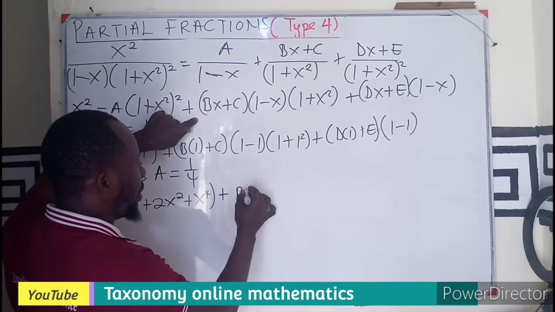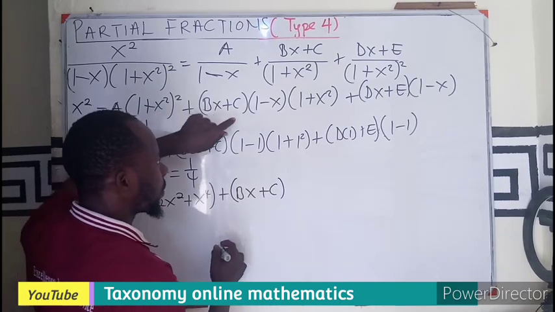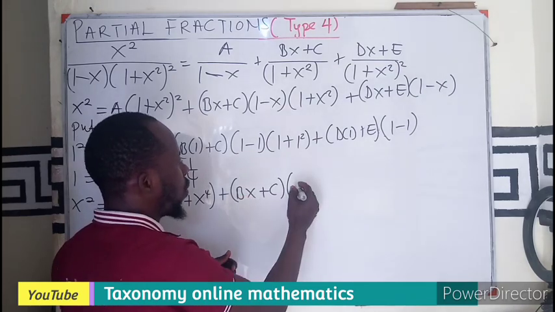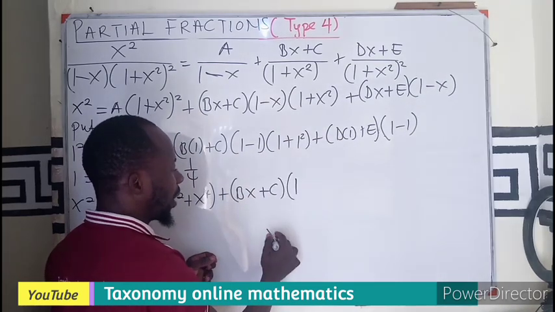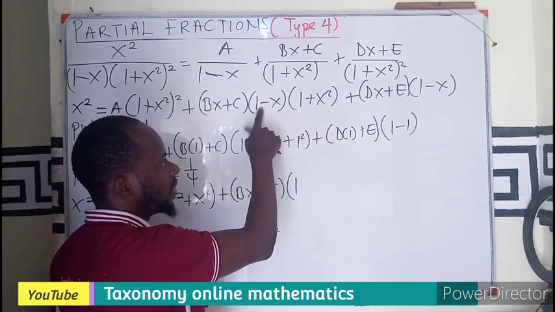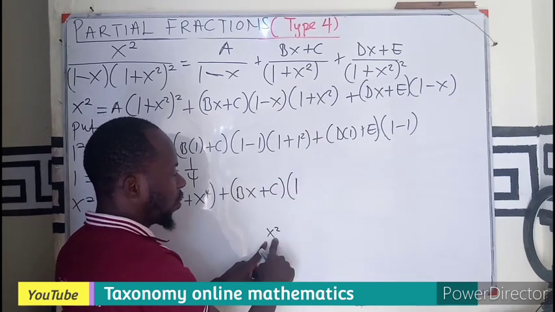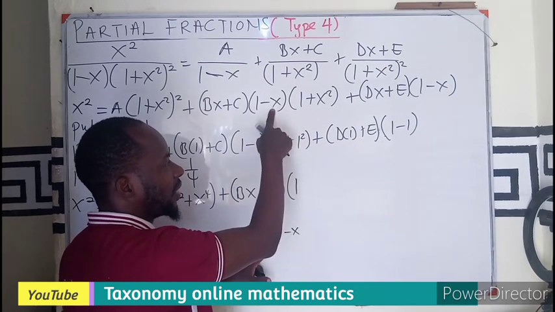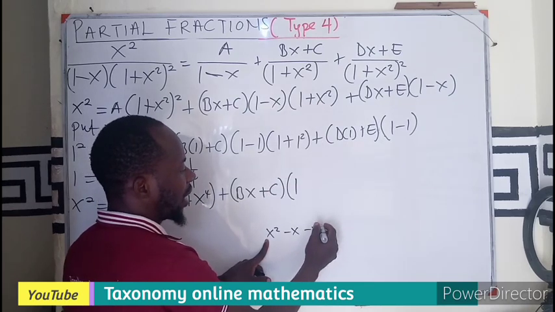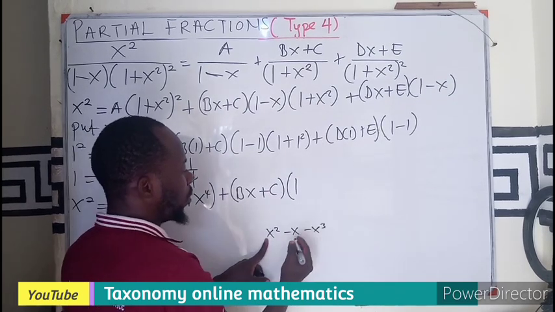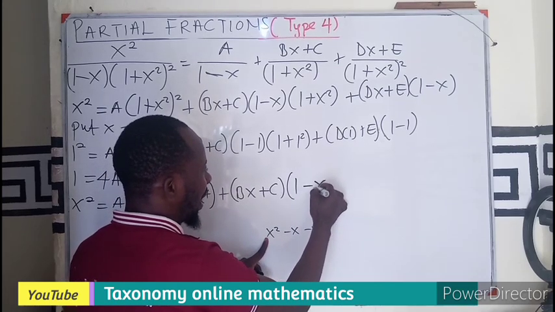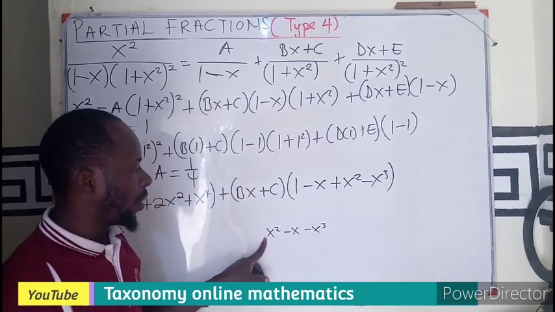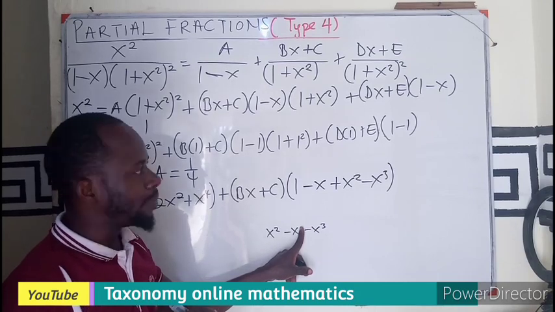So plus Bx plus C into bracket. So what do we do? 1 will multiply 1 to give you 1. 1 times x squared will be x squared. So this time, this, we have the answer. 1 times this, we have your answer. The negative x times x will be negative x squared. Negative x times x squared, negative x to the power 3. There is no common factor, so we maintain our minus x plus x squared minus x to the power 3. I only rearrange with the powers in increasing order.